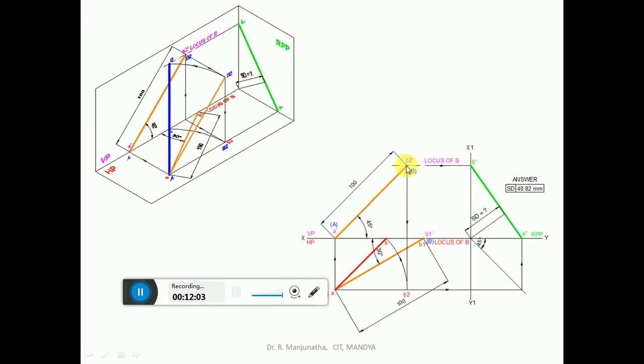Now to find out the top view, you draw a vertical projector from B2 dash to this AB2, you measure the angle, then rotate this so that B is going to be on VP, and then join this, you are going to get the top view. Then project this into the side view, you are going to get A double dash, B double dash. So this is how we can work it out in steps.